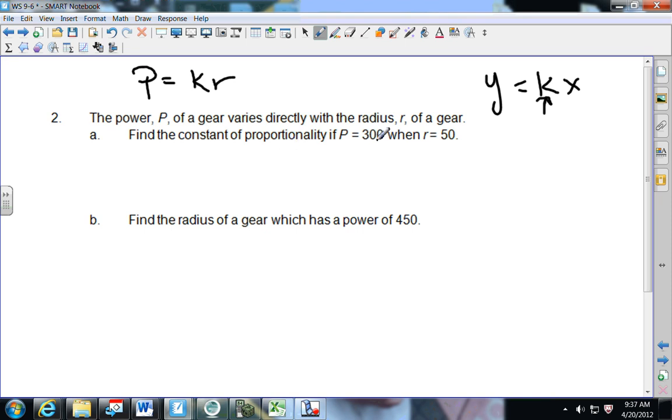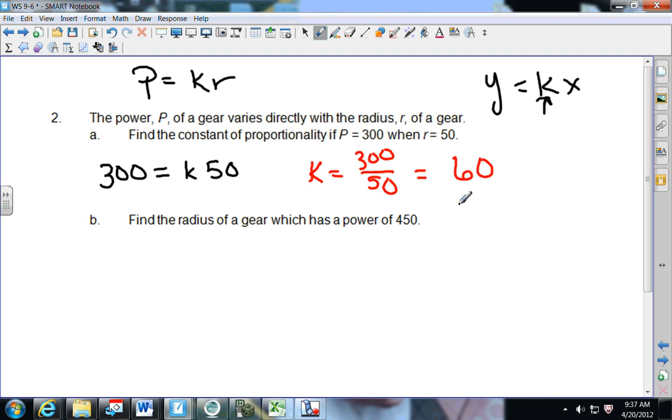There's the word proportionality. When P is 300, so I have 300 equals k, I don't know what that k is, when r is 50. Okay, I'm substituting it in. All you're doing to find the k is taking 300 divided by 50, which is what? 6. Okay? Now it says find the radius of a gear which has a power of 450.